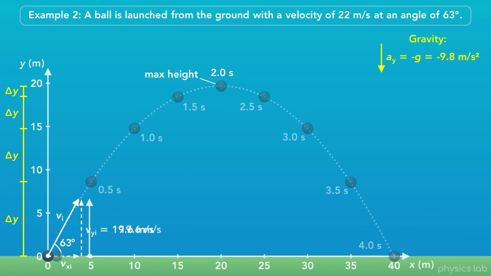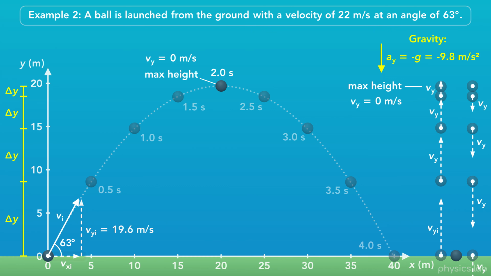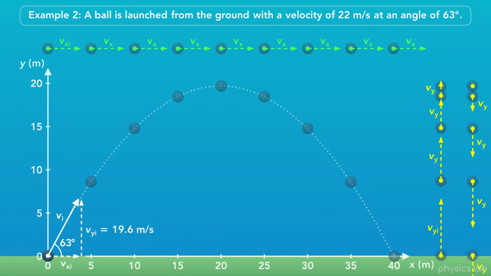Also, notice that this is the same vertical motion as a ball that's launched upwards at 19.6 meters per second. Just like with 1D projectile motion, when the ball reaches the maximum height, the y velocity is 0 because it's reversing direction. The ball is still moving to the right, but it's not moving up or down at that moment. So the horizontal velocity is constant, but the y velocity changes because of the acceleration due to gravity.